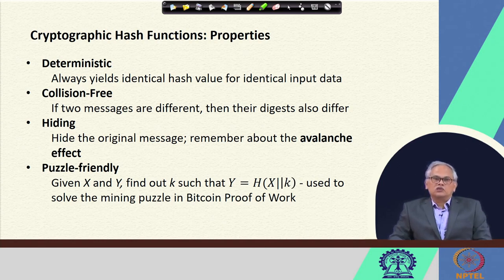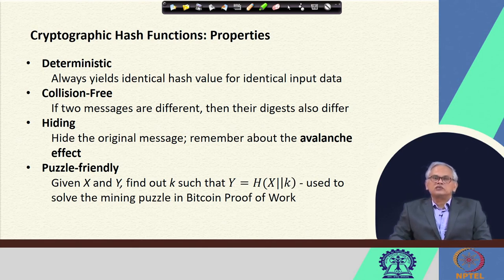The fourth important property is what is called puzzle friendliness, meaning that given x and y, that is two strings of which x is a message and y is the output of a hash function, we would like to find a k such that y is the hash of x concatenated with k. Given x, can we determine a k so that the hash of x concatenated with k generates a y, and this y will have certain properties that need to be satisfied.